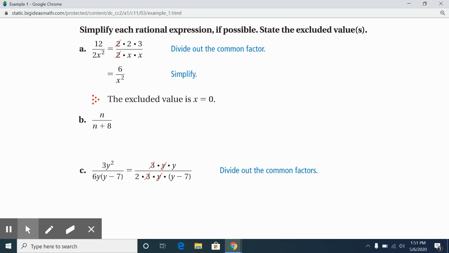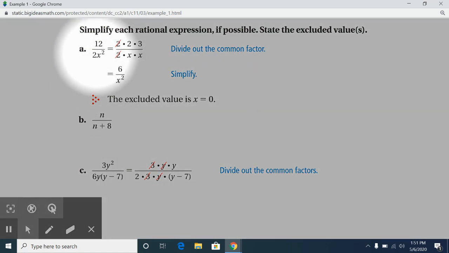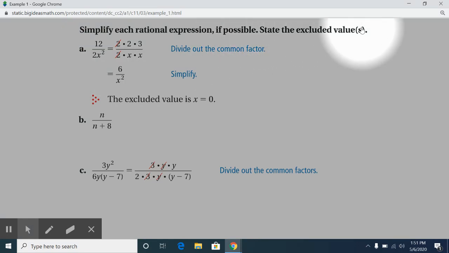So the excluded value, we want to find that excluded value before we simplify, okay? So when we look back at this original expression, what is the value or values? As you can see, it says state the excluded values. So sometimes there's more than one. In this case, what is the value that we could plug in for x that would make the denominator 0? It's just 0, okay? Because 0 squared would be 0 times 2 would be 0. That makes the denominator 0.